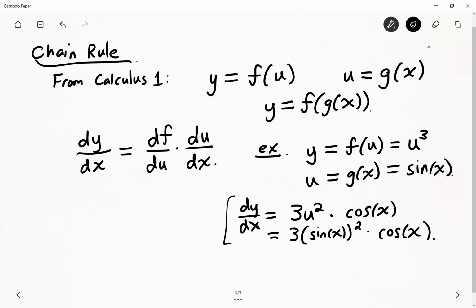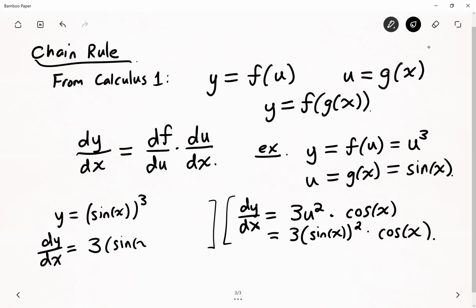Oftentimes you might just skip the u, and say, equivalently, y equals sine of x cubed. You've probably done enough calculus problems to immediately remember how to apply the chain rule mentally without thinking about an intermediate variable u. dy dx, you'd write as 3 times sine of x squared times the derivative of the inside, which is cosine x. Both ways you get the same answer. It's really just the same process. One just uses an intermediate variable.